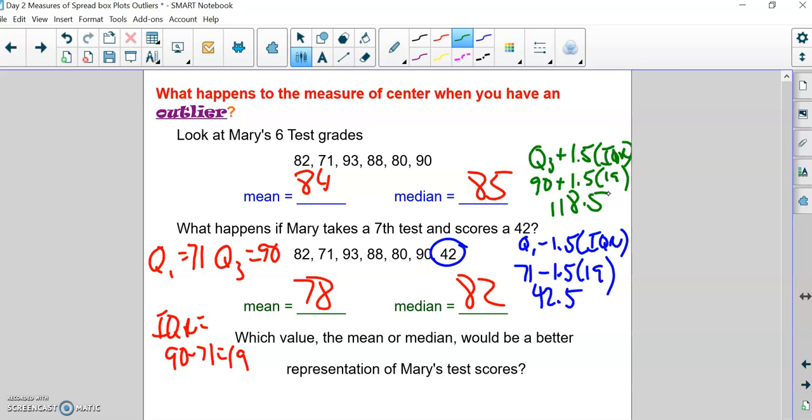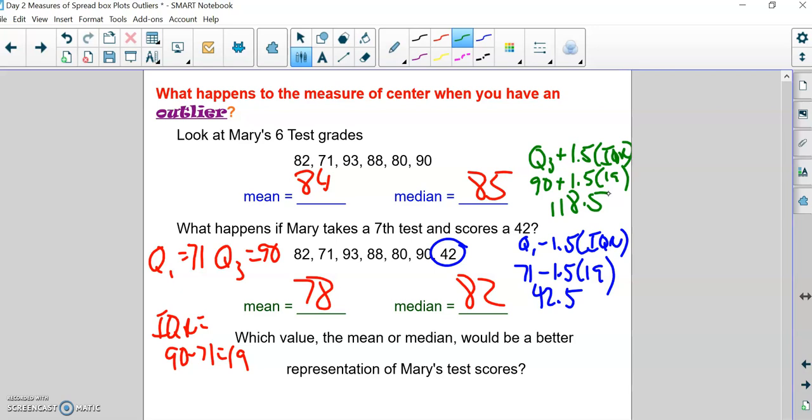So what we want to know with this is that if you have an outlier, we can see that her mean changed from an 84 to a 78, while her median went from an 85 to an 82. And so with that second set of data, it seems like the median would be a better measure of center when there's an outlier. And so we can make that as an observation moving forward: if you are asked this question, if an outlier is present, we would suggest having the median be the best measure of center, because the majority of her test grades were in the 80s and 90s, and then there was one really bad one that brought it down to a 78.